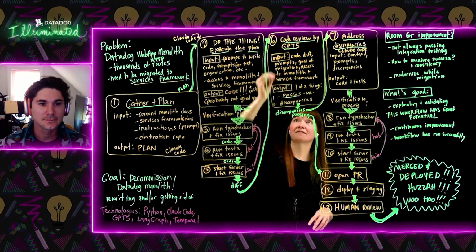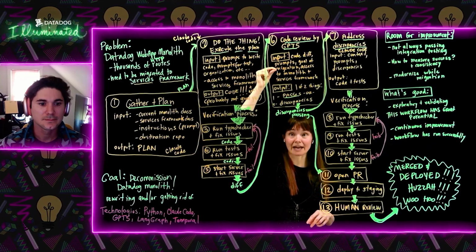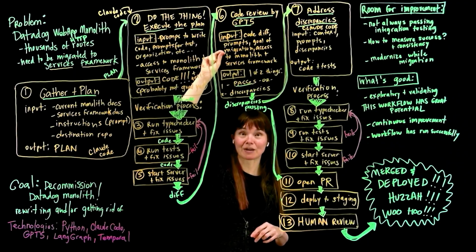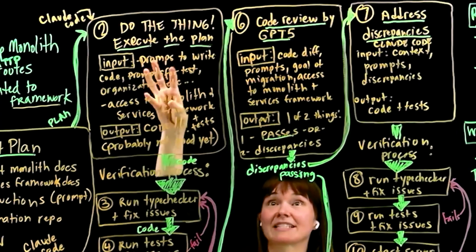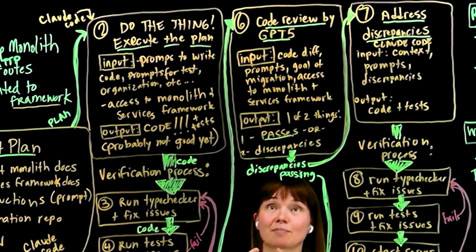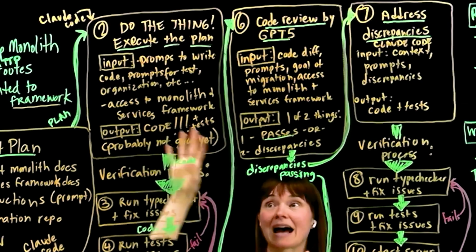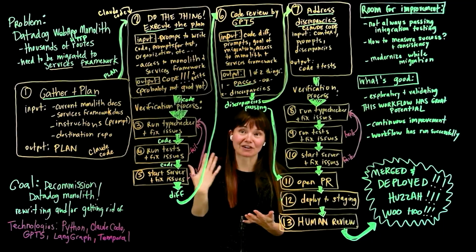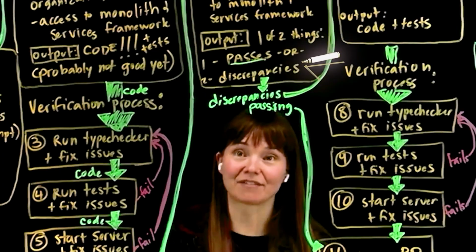And that code diff goes into a code review step. Now, this time we have a different model. GPT-5 is doing our review. It's going to receive a similar input to step 2, where it gets that code diff, but it also gets prompts, the goal of the migration, and access to the monolith and services framework. And then it's going to do one of two things. It's either going to pass or it's going to have discrepancies.